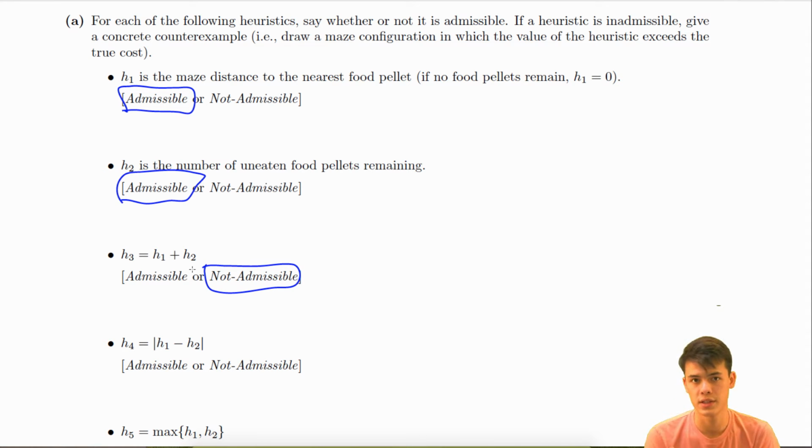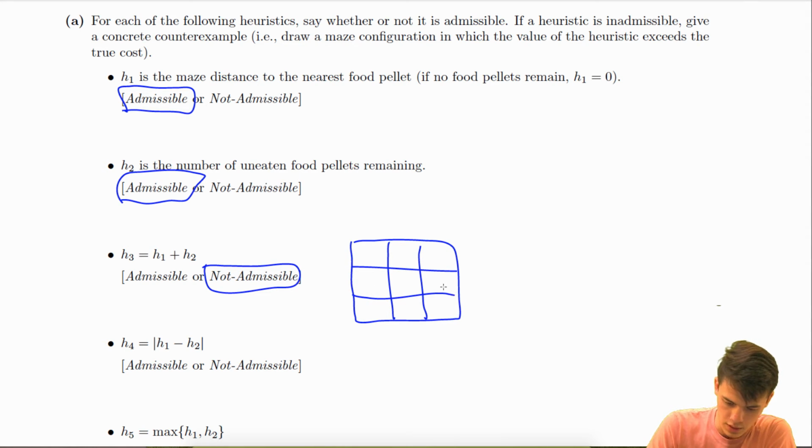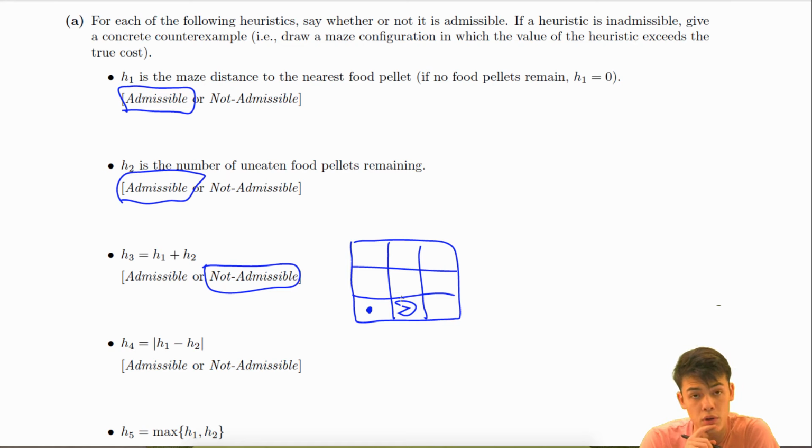The advantage of this is that it's usually pretty easy to reason about. So what is the simplest thing we could think of? Maybe there's a grid like this, and there's a food pellet in this corner, and then Pac-Man is right here. Very simple. In this case, H1 is going to be 1 because the maze distance to the nearest food pellet is 1. H2 is also going to be 1 because there's 1 uneaten pellet remaining. But if you add them up, you get 2. The problem with this is that it only takes 1 move to finish it, so it's not going to work.